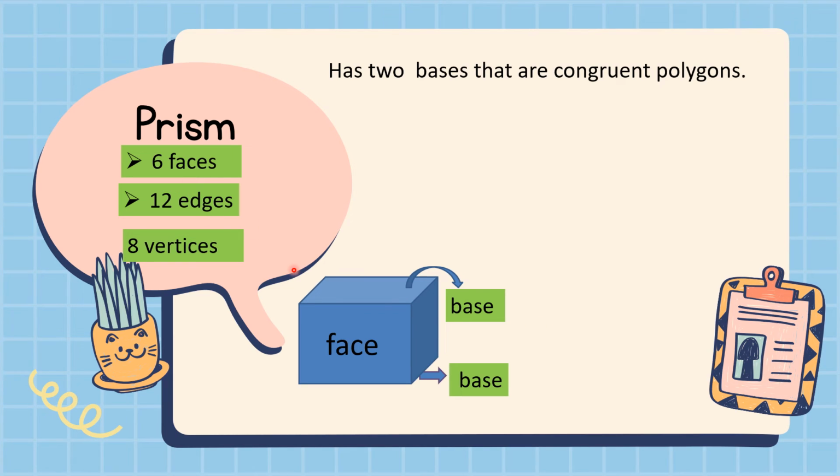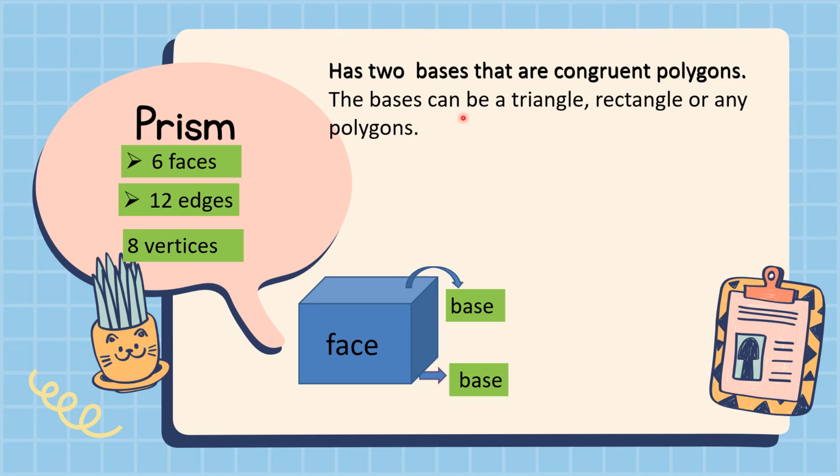So the 6 faces: the top is 1, the bottom is 2, the sides here 3, 4, 5, front, and back 6. And the edges are this 1, 2, 3, 4, 5, 6, 7, 8, 9. At the back 10, 11, 12. And vertices, corners: 1, 2, 3, and there's a corner there, 4, 5, 6, 7. Where's the other one? Okay, I missed it. One at the back, so 8 corners or vertices.